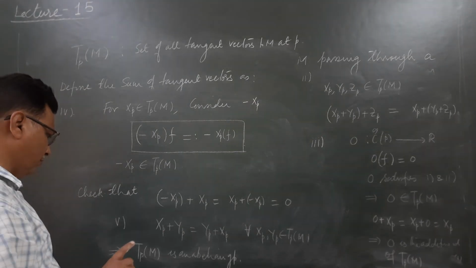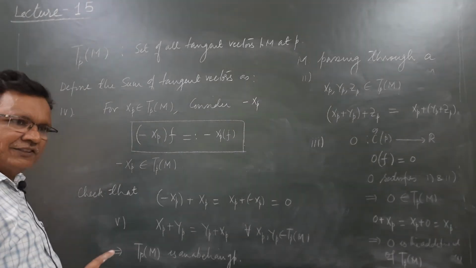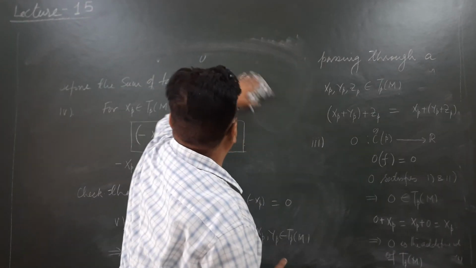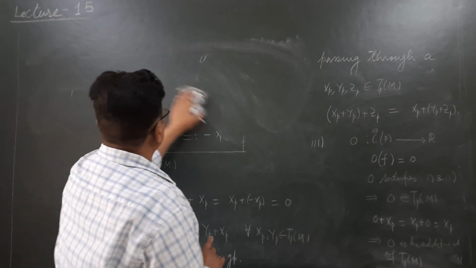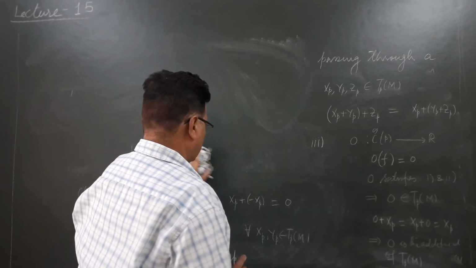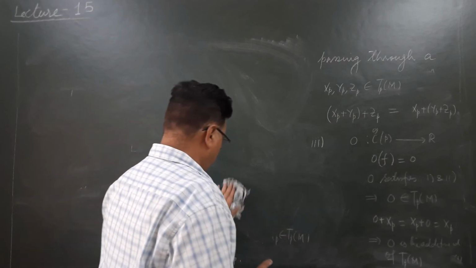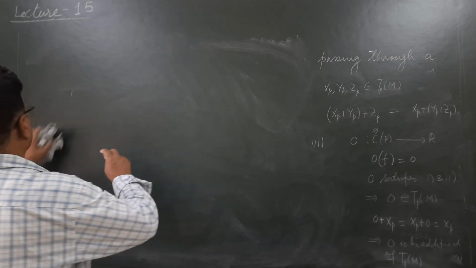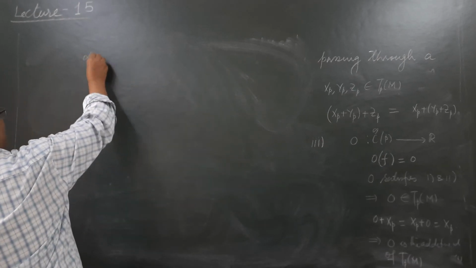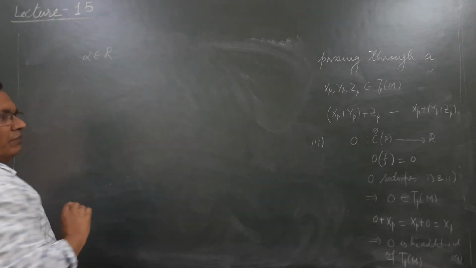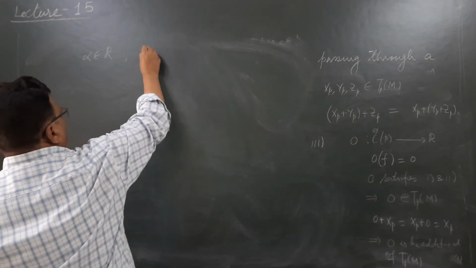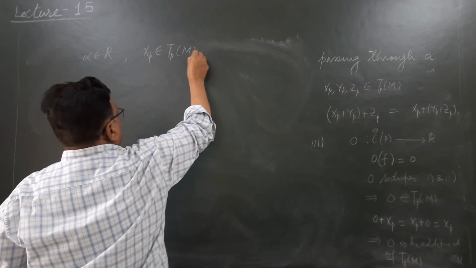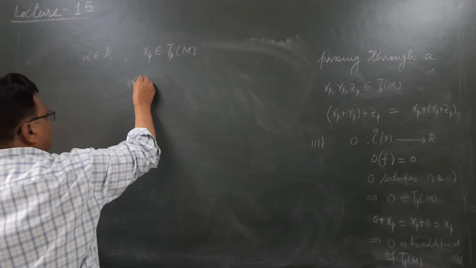We will learn what is the multiplication by scalars. So if I pick a tangent vector from TpM and multiply it by scalar alpha, whether I get a tangent vector or not. The answer is yes. You have to define properly the multiplication by scalars. So in the next step, I will pick a real number alpha, and I will pick an arbitrary tangent vector also, and we'll introduce alpha xp.